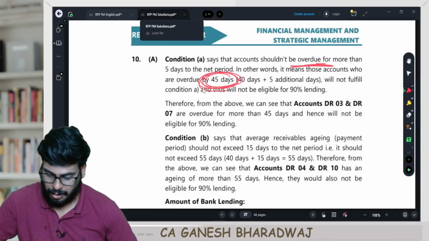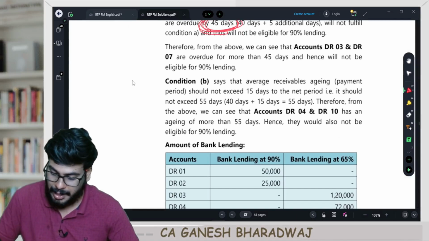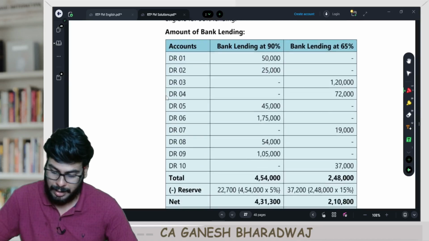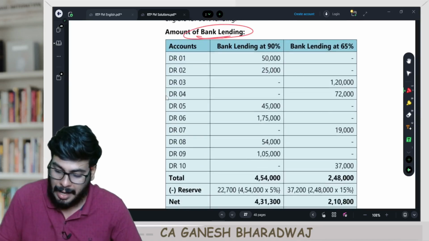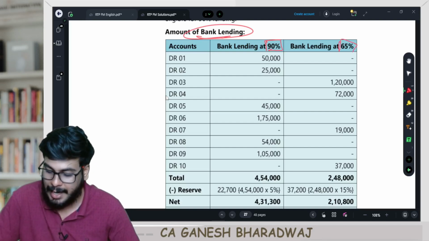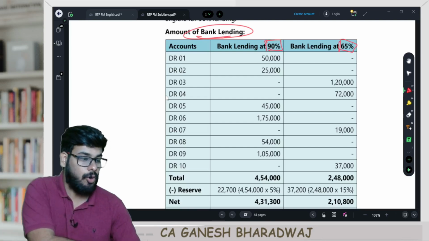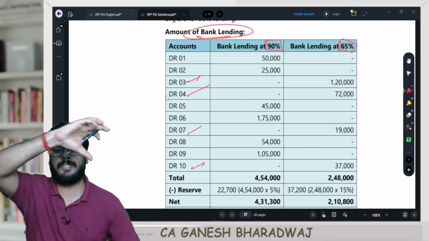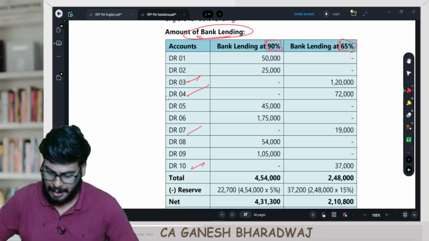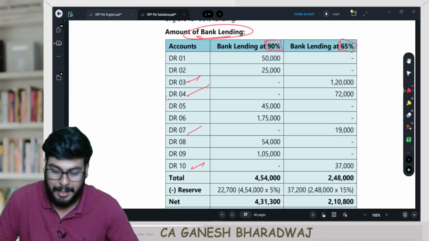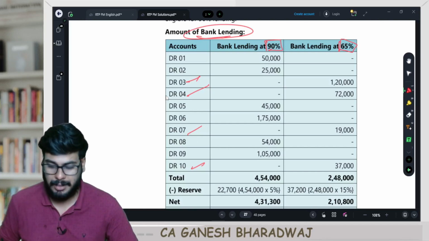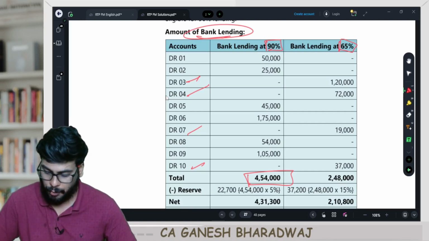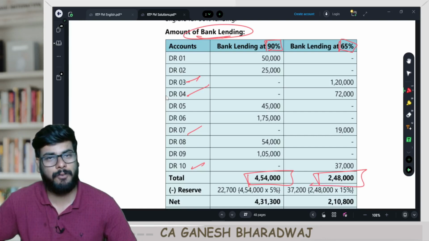Now look at this particular question, look at this particular solution. Similarly, for condition B, DR4 and DR10 are not fulfilling. So now what they have done here is, look at this amount of bank lending at 90%, lending at 65%. Lending at 65%, only those 4 guys, DR3, DR4, DR7 and DR10. These 4 guys alone, you park separately and put it here. And the other guys, the bank is willing to lend at the rate of 90%, right? So the other 6 debtors, the total is 4,54,000, and for these 4 debtors, the value is 2.48 lakhs, right?